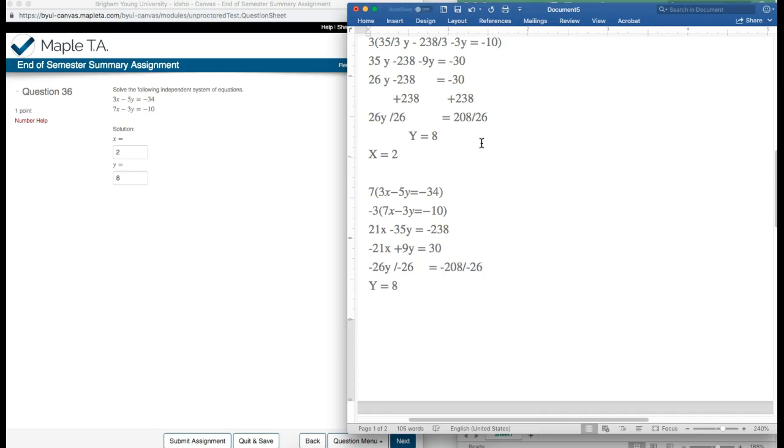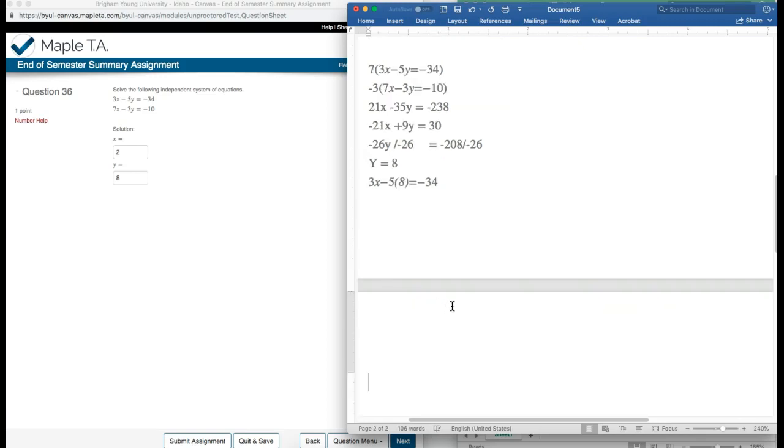Now the disadvantage here is that you have to go back and solve one of these again for x so that you can find y, and we can do that really quickly here. So we're going to substitute in the 8, making sure I put parentheses so that I know I multiply. That makes 3x. There we go.